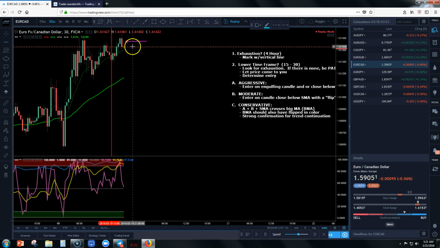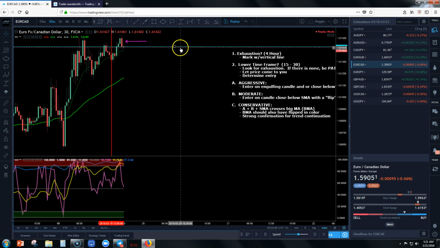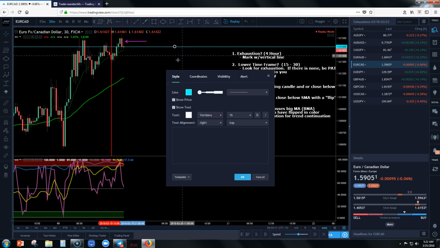Okay, let's give you an example. This would be your entry, and we're going to call it aggressive. Okay, so you would have entered at 1.61428. Okay, and from here you're going to establish your risk. I like to use 2% of my account and a 10 pip stop loss.